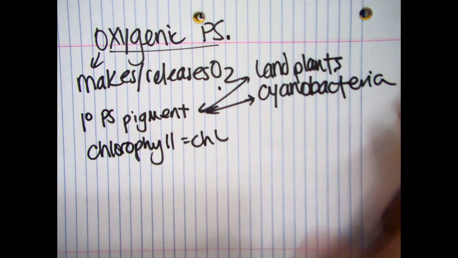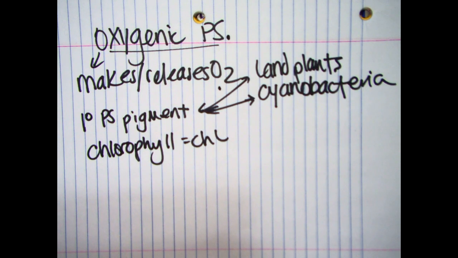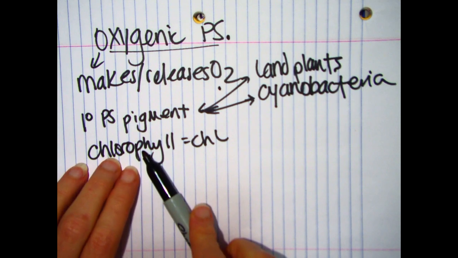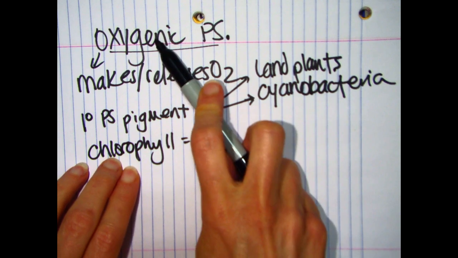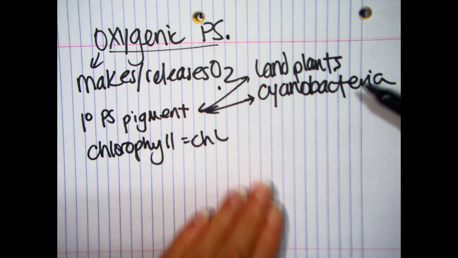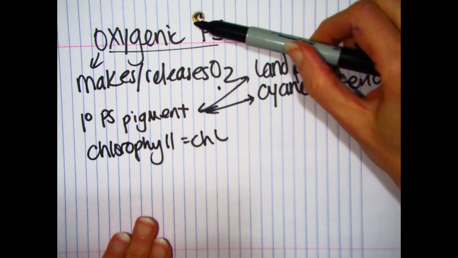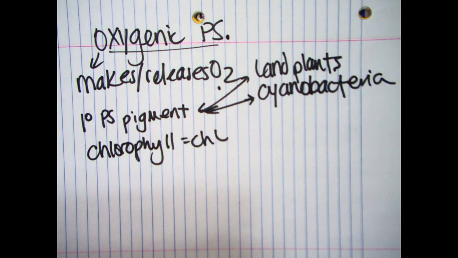This you all need to remember as a package. So if I say chlorophyll, you think cyanobacteria, oxygenic photosynthesis. If I say cyanobacteria, you think oxygenic photosynthesis, chlorophyll. Those need to all be connected in your head as you are studying.